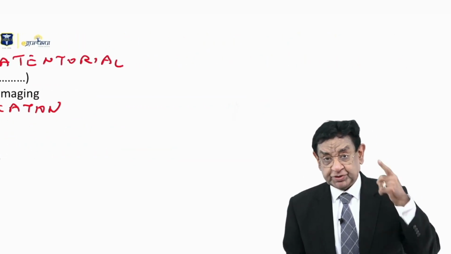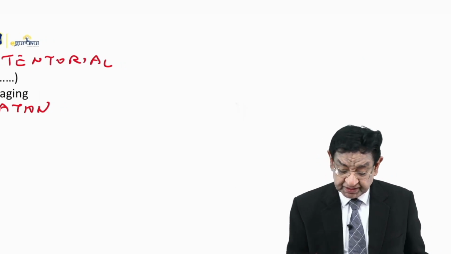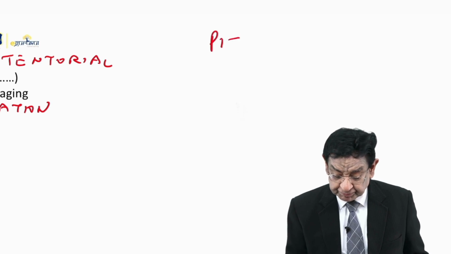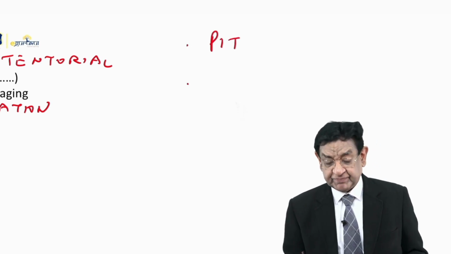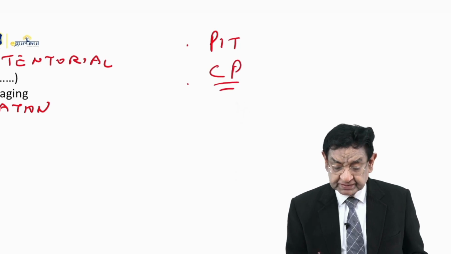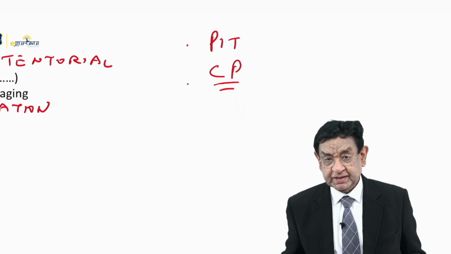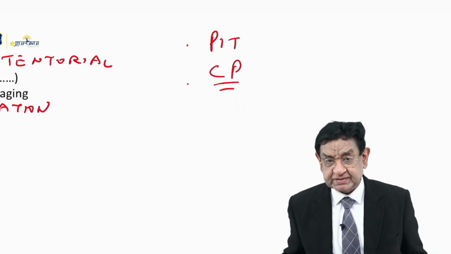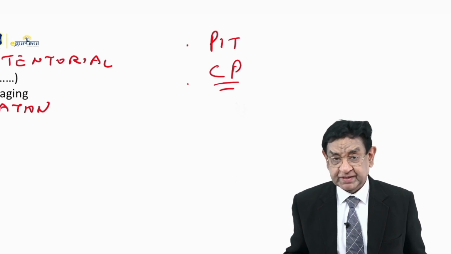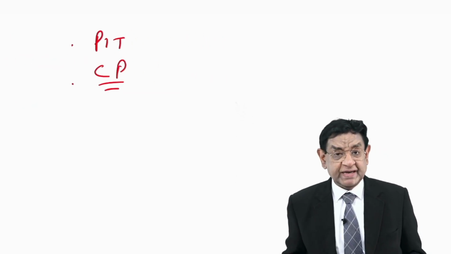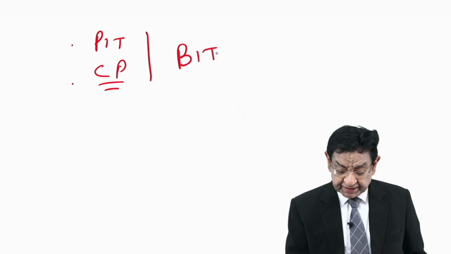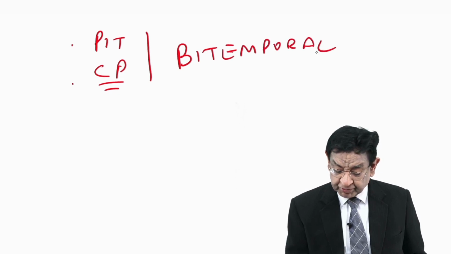Now I have one more question. Stop the video, write down the answer. Visual field defect we get in pituitary tumor also. Visual field defect we get in craniopharyngioma. CP is short form of craniopharyngioma. Now write down the answer. What is the difference in the field defect? Well, I give you a clue at least. In both these conditions, there is bitemporal hemianopia.